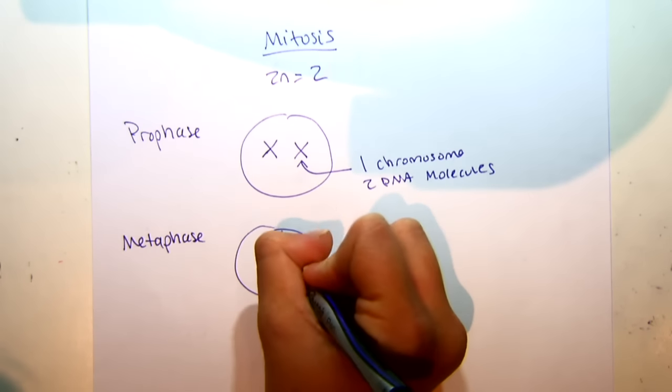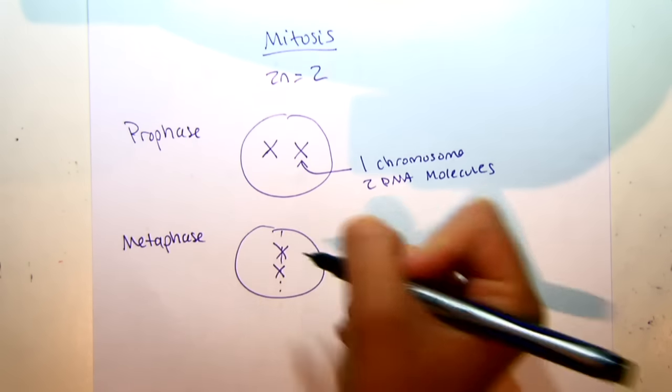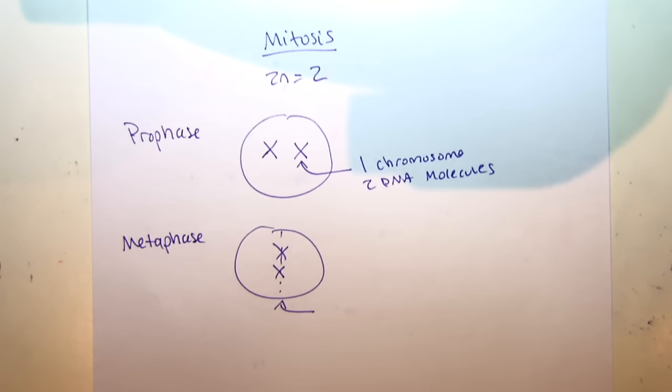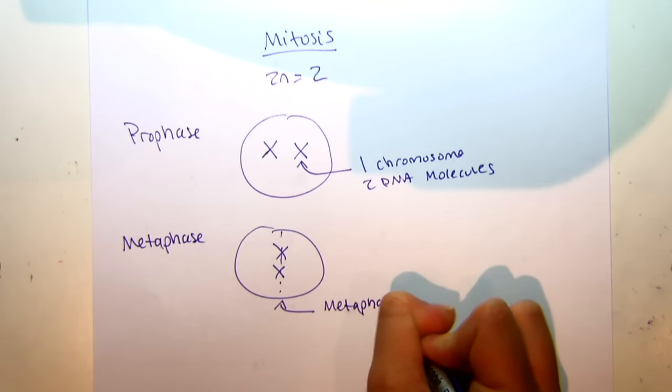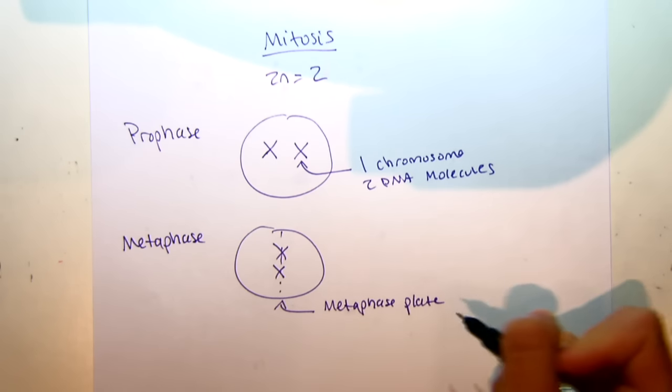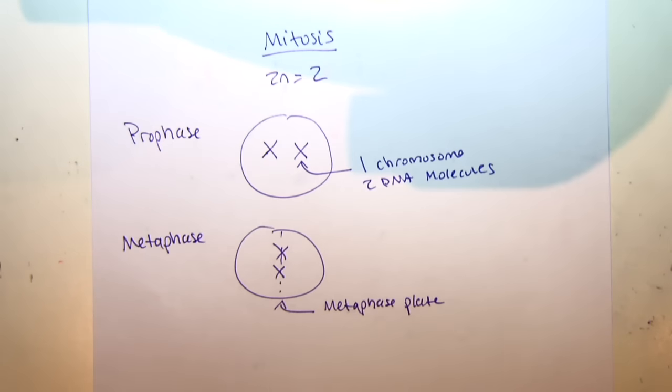At metaphase, those chromosomes are lining up at, what is this thing in the middle called? Metaphase plate. So see how nothing has changed here between our chromosome and DNA molecule number.